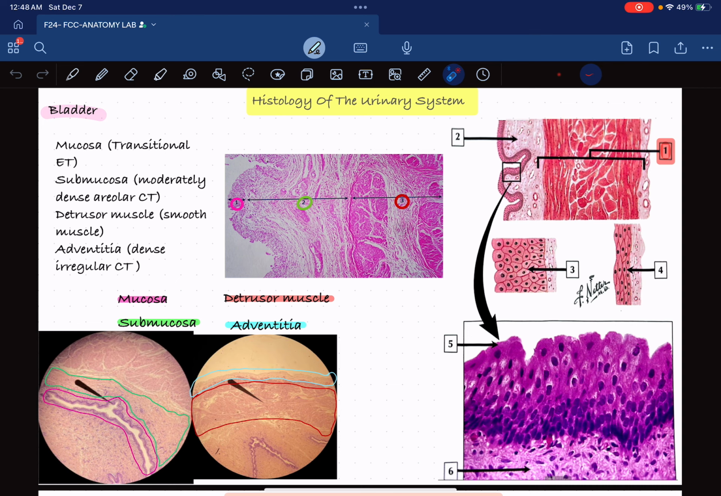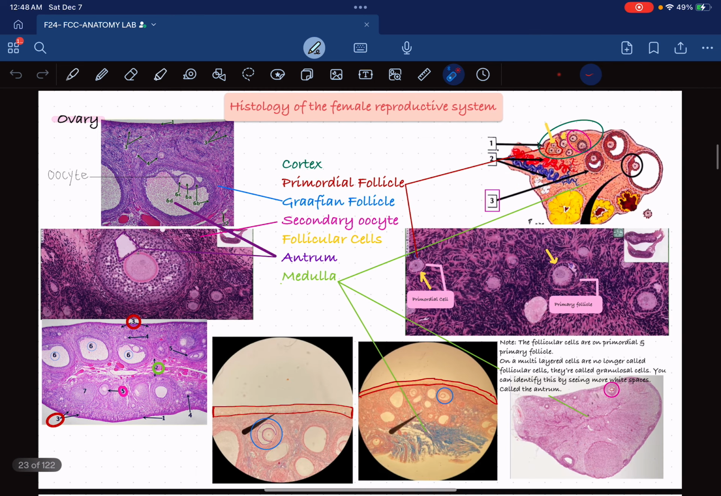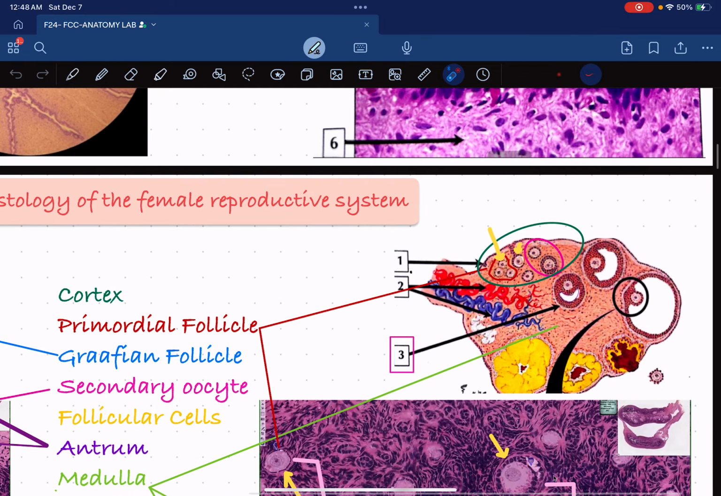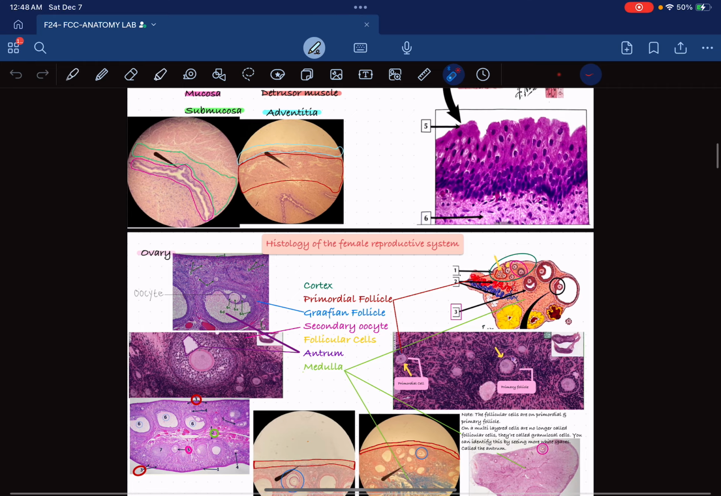Moving on from the bladder, we are going to be discussing the histology of the female reproductive system, more so of the ovary. The cortex is where ovarian follicles are in various stages of development, and that can be identified right here. I'm going to zoom in. You can see the primary follicle and primordial follicle, both right here. And a secondary follicle.